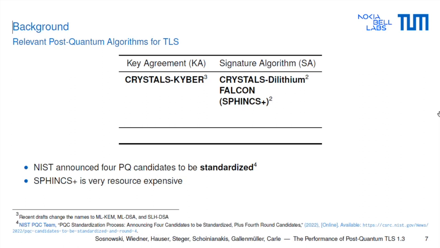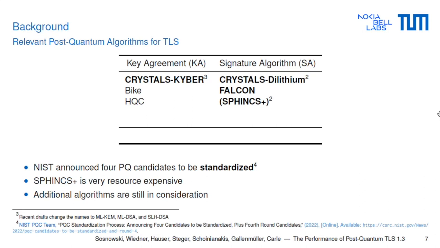So these are relevant because NIST, they are kind of early winners in the NIST competition because NIST already announced they will standardize these four algorithms. Although Sphincs is very resource expensive, so we don't think it will be that relevant for TLS. NIST also said they will standardize more algorithms, and at least SIKE and HQC are still in the competition. So we have six algorithms to evaluate.